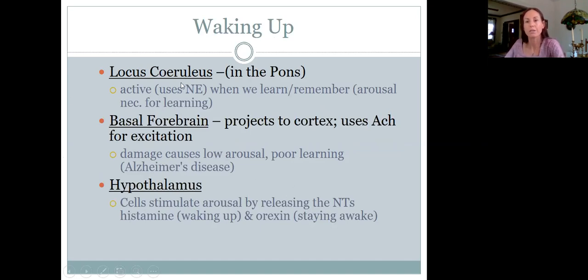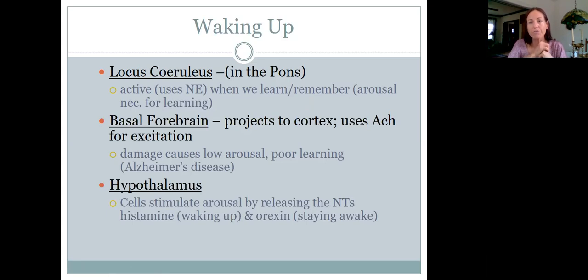We've got a couple of other areas that are important. The locus coeruleus is in the pons, and when it's active, we learn and remember better. It's not really waking up, but it's more like becoming alert when something is important. So it uses norepinephrine, and it kind of wakes up the brain when you hear something important. You go, oh, okay, this is on the test. You kind of alert yourself, and that's your locus coeruleus doing that.